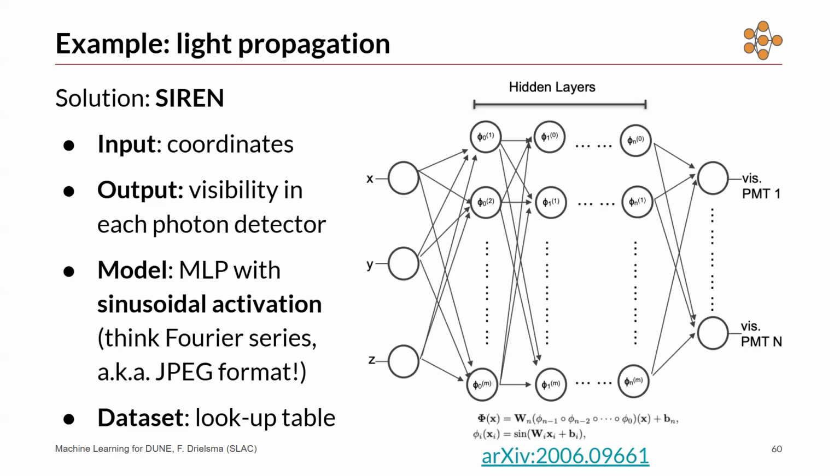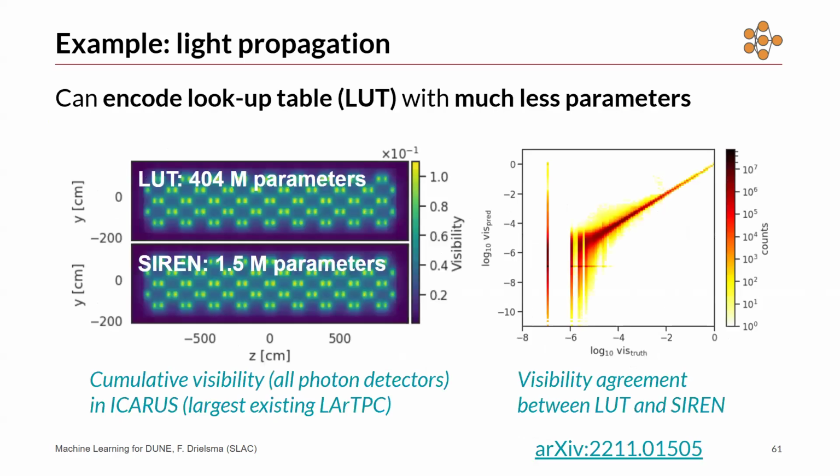And we start with the data set of using the lookup table. So we use the lookup table we produced with the simulation, and we train the model to reproduce the lookup table. So if you do this, you'll see that you can reproduce the lookup table very well. So this is just a picture of what the lookup table will look like if you sum the visibility of the photons for all of the different light collection systems in Icarus. And this is what you get if you do the same by encoding that information into a neural network.